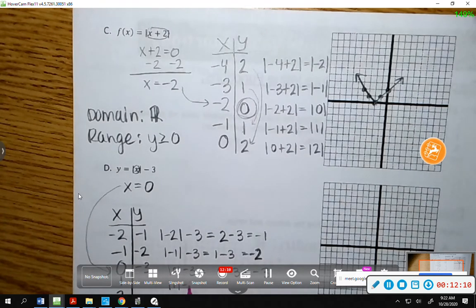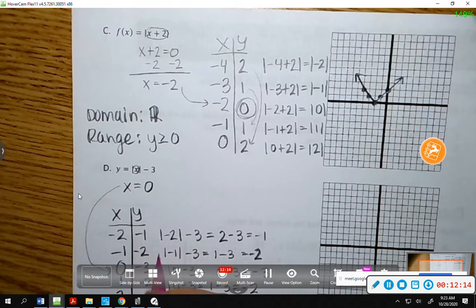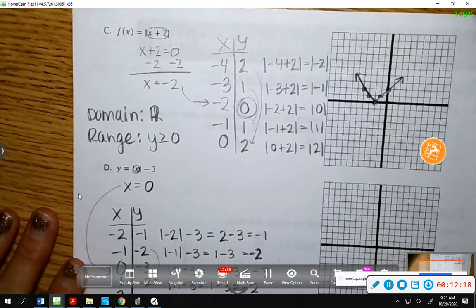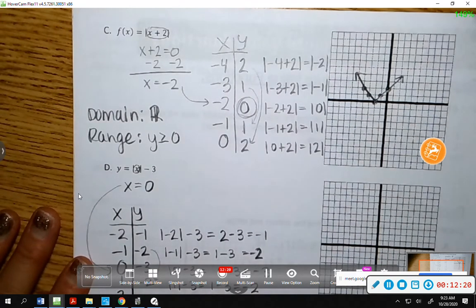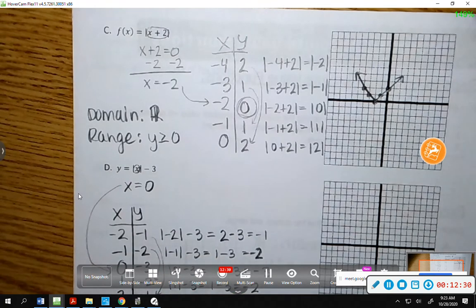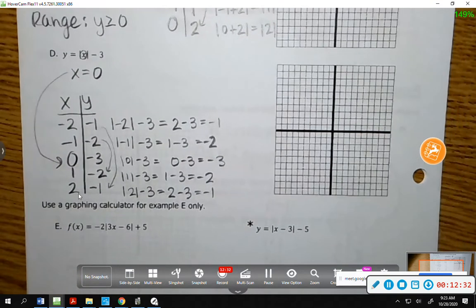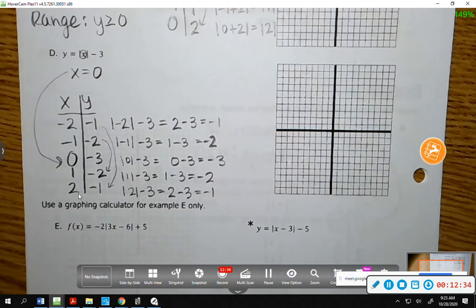Absolute value of 1 minus 3, so that's negative 2, which is good because, right, we should get symmetry since it's a V. And then we should get negative 1 for the last one. So let's see if we do. Absolute value of 2 is 2. 2 minus 3 is negative 1. Perfect. We see that symmetry there, which is good. So that means we did it correctly.